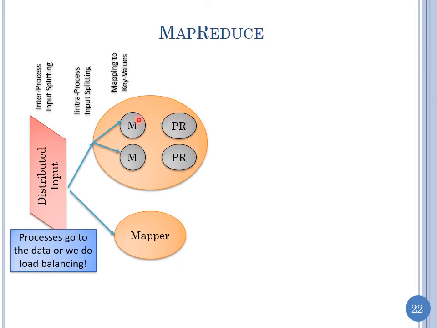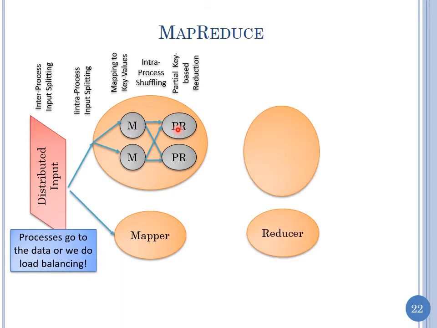And then we go and map, we get the input, we generate key values based on some computation, and then we can do some partial reduction in our own process, which involves intra-process shuffling. Some data from both of these map processes can go to this reducer. Some data from both of these mappers can go to this thread. And again, like I mentioned, it is key-based splitting, key-based reduction.